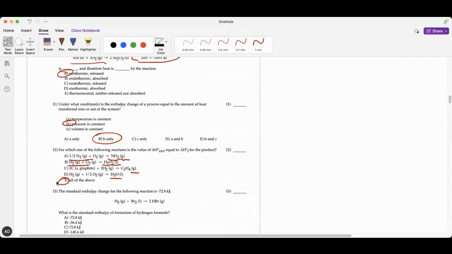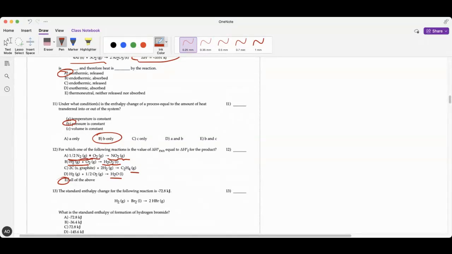Sure, a question. So is there a way to determine this? Because like you said, it's all of the above, but does it also depend on the states of the substances in the reaction? Oh, the states of the substances in the reaction? Yeah. I mean, well, yes. Hold on.